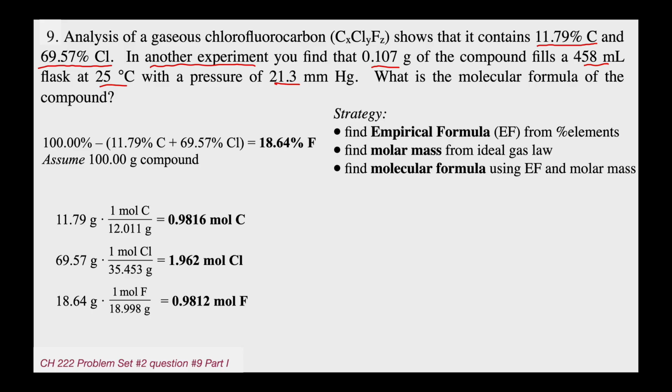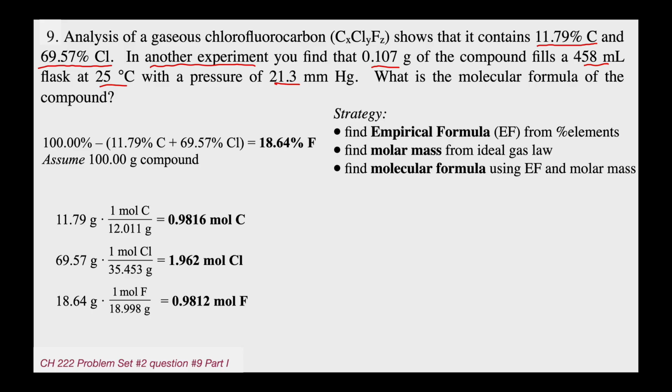So 11.79% carbon became 11.79 grams of carbon. And I looked on my periodic table, 12.011 grams per mole, so I got 0.9816 moles of carbon. And we did the same thing with the chlorine, 35.453 again comes from the periodic table, and the fluorine, there's the molar mass of fluorine. So here are my 3 mole values, assuming 100 grams, which is awesome. And this is actually enough to make a very rough formula. Like you could write it as C 0.9816, Cl 1.962, F 0.9812. But that's a pretty ugly formula, right?